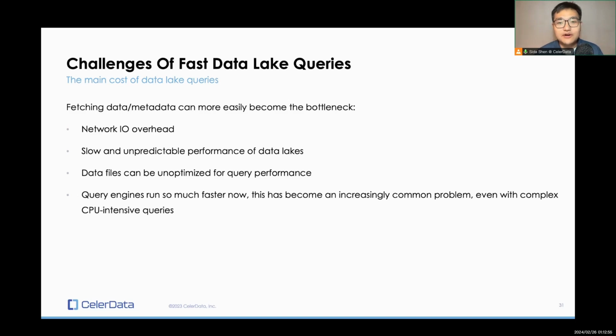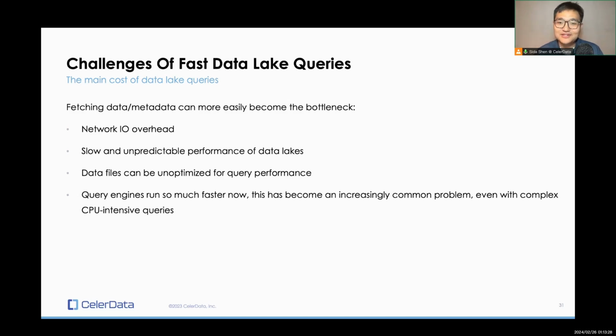And also data files can be unoptimized for query performance. It's very likely that if a data lake is not compacted correctly, there can be a lot of small files, and that is something we cannot really control in some cases. That's horrible for data scanning and makes it very slow. And this whole process is becoming an even greater problem because query engine execution runs so much faster now.